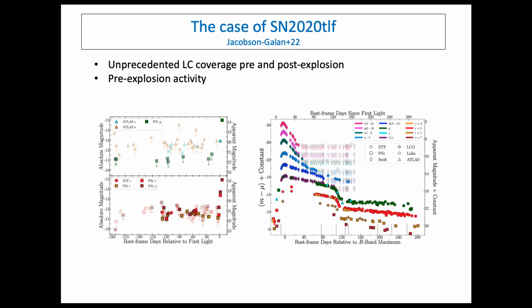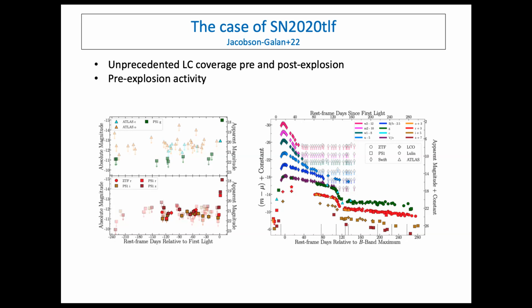I talked in a coffee lunch about this object, 20TLF. I was part of this work with people from Berkeley. And here what you see is the light curve. This is the phase when the supernova was detected, somewhere around there, and then they had very good photometric follow-up of these things. This is the photospheric phase, the nebular phase, and you see this huge boost to the luminosity.